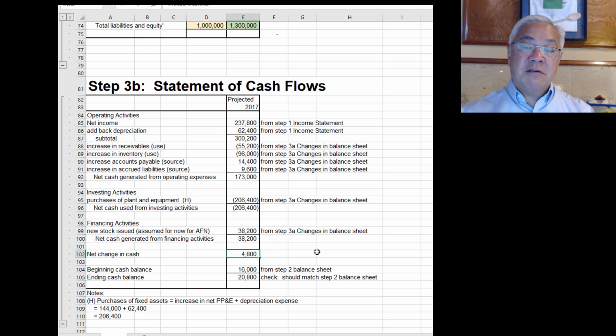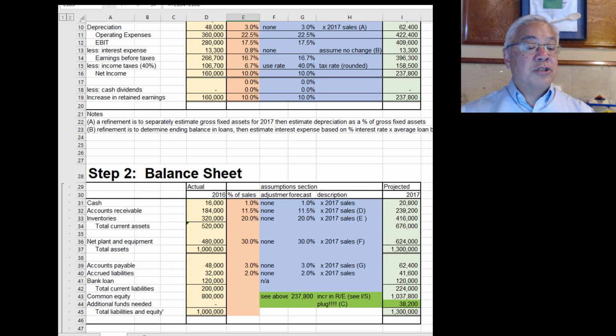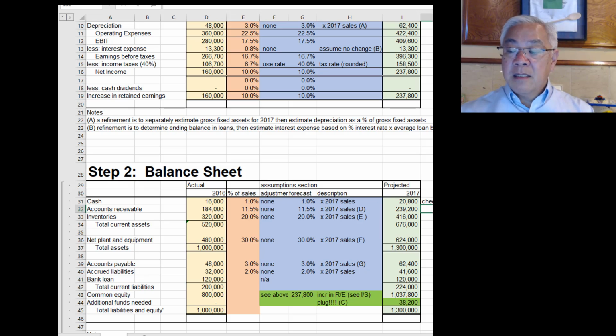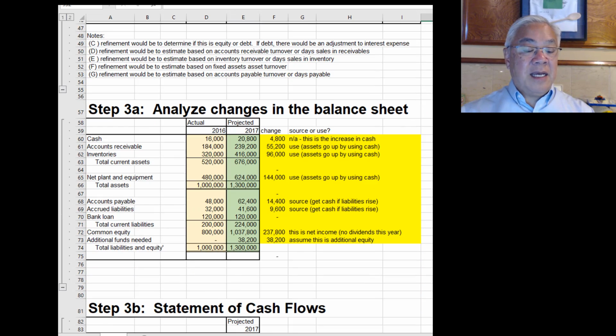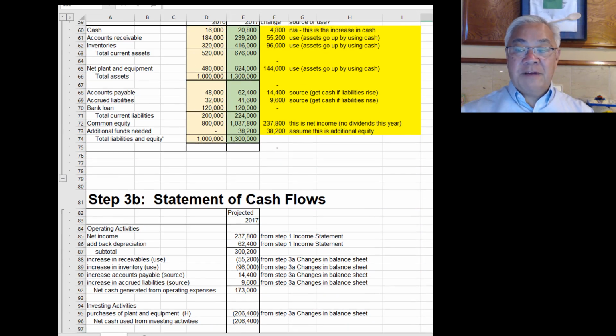So net change for the year is 4,800. We have 16,000 from our balance sheet beginning, and this number is a calculation of beginning plus the change, and what it is at the end. And this number, 20,800, should match this number here. So this is a nice tight set of assumptions that all fit together.